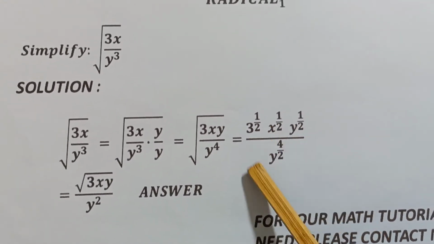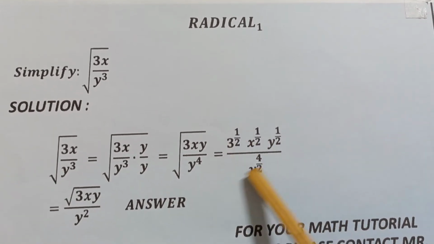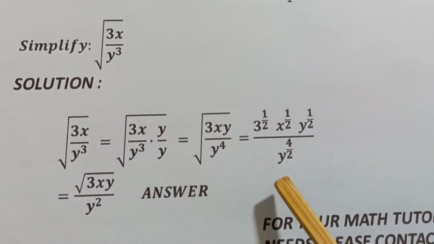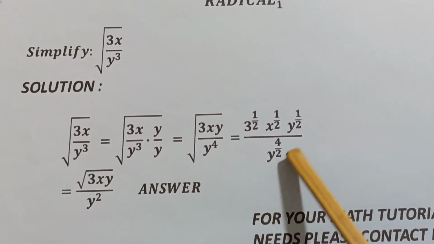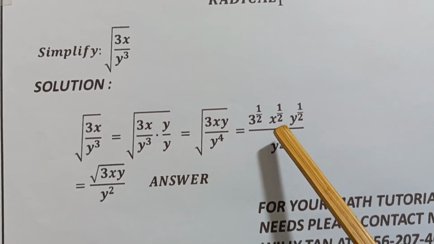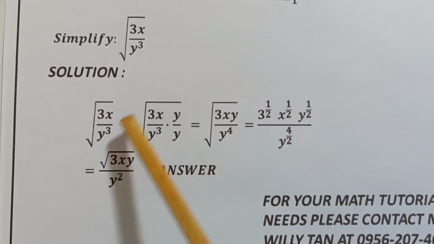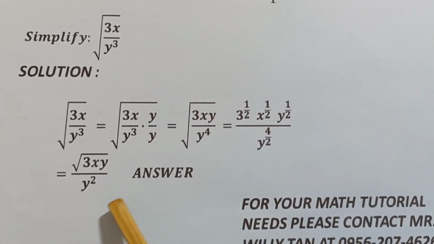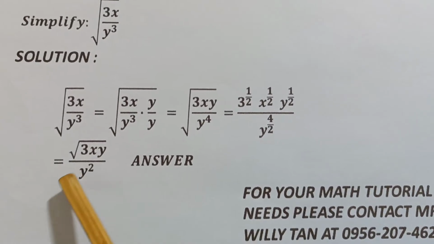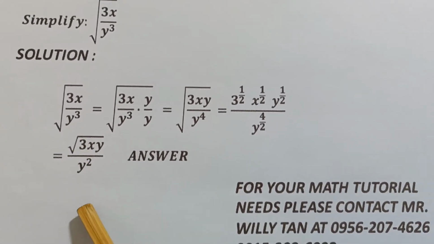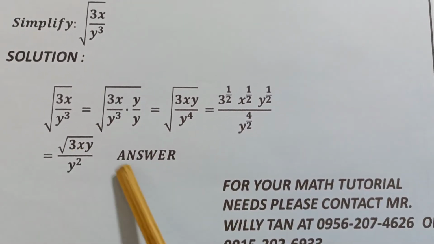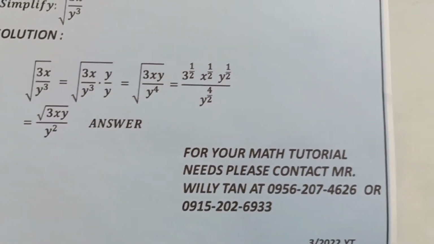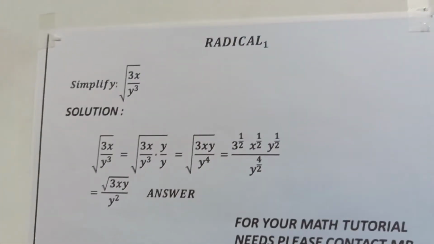After which, we're now ready to simplify this one. So this one, the denominator is y squared, 4 over 2 is y squared. And this one, we change this again to its former radical, no? So this one is square root of 3xy over y squared, no? Y squared. So this will be our final answer. That is problem number 1.